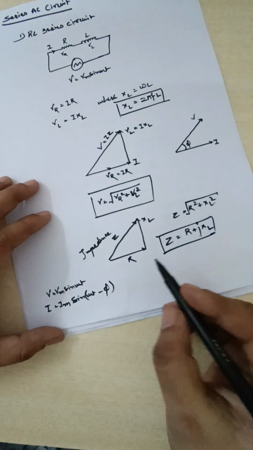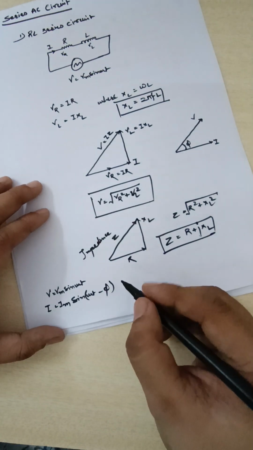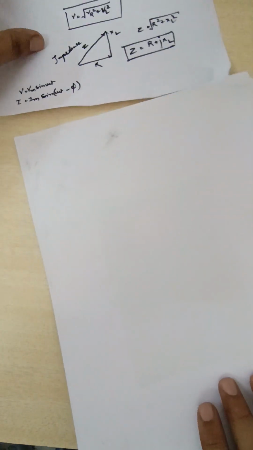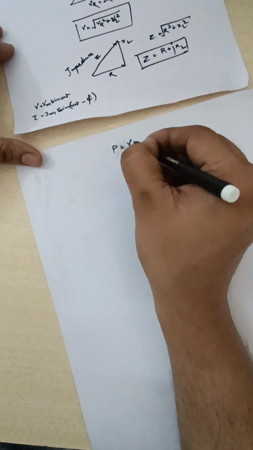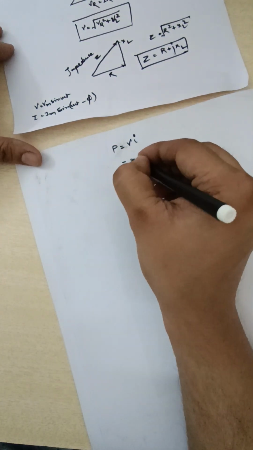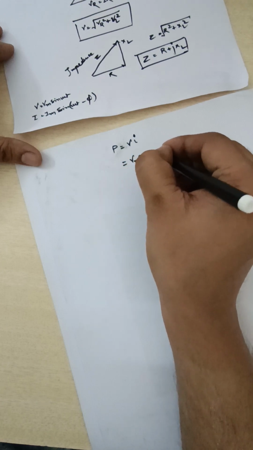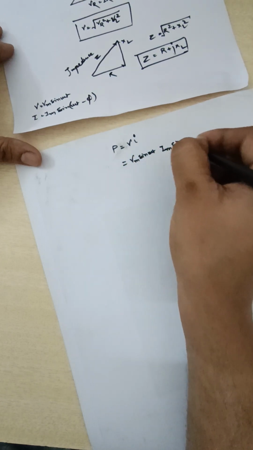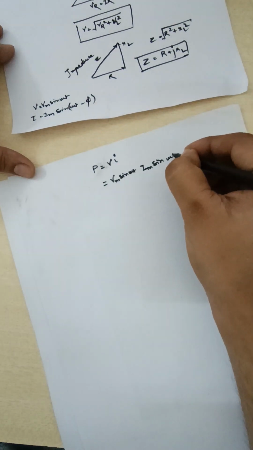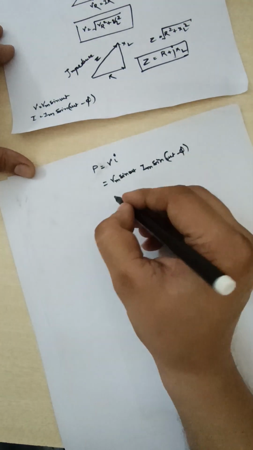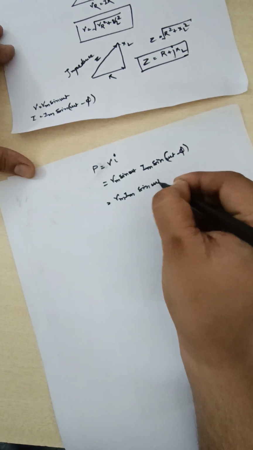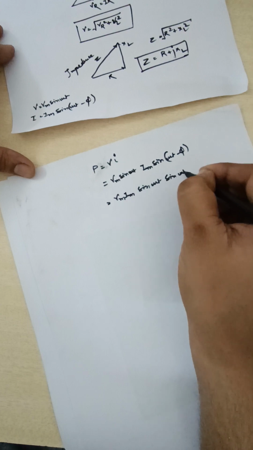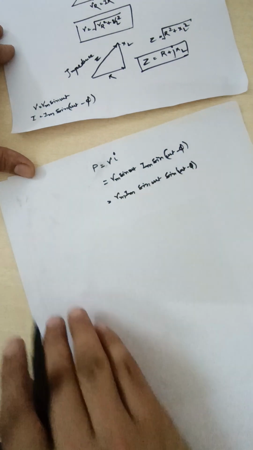Now what will be the power? Power will be P equal to V into I. So we can write Vm sine omega t times Im sine omega t minus phi. So basically we can write Vm Im sine omega t and sine omega t minus phi. Clear?